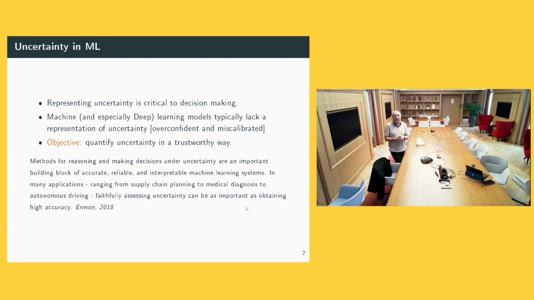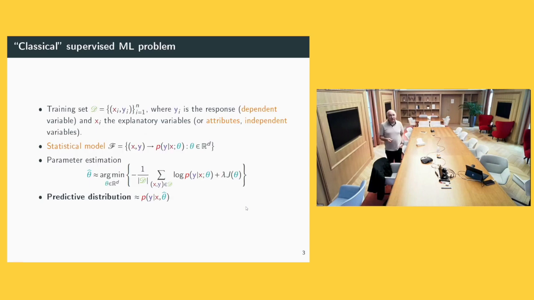So I rephrase what Herman said: methods for reasoning and making decisions under uncertainty are important building blocks of accurate and reliable machine learning systems. In many applications, ranging from supply chain planning to medical diagnosis to automatic driving, faithfully assessing uncertainty is as important as obtaining high accuracy.